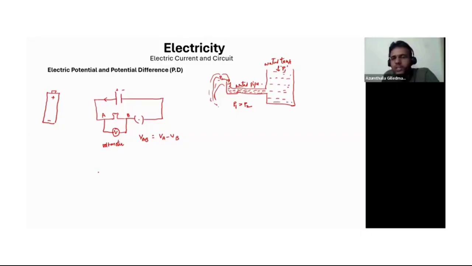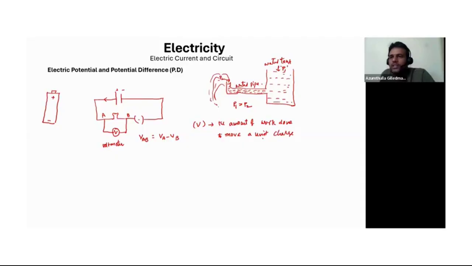Okay, the potential difference is measured using a voltmeter. Now, what is potential difference? The potential difference is denoted by capital V, right? The potential difference is the amount of work done, or required, to move a unit charge.